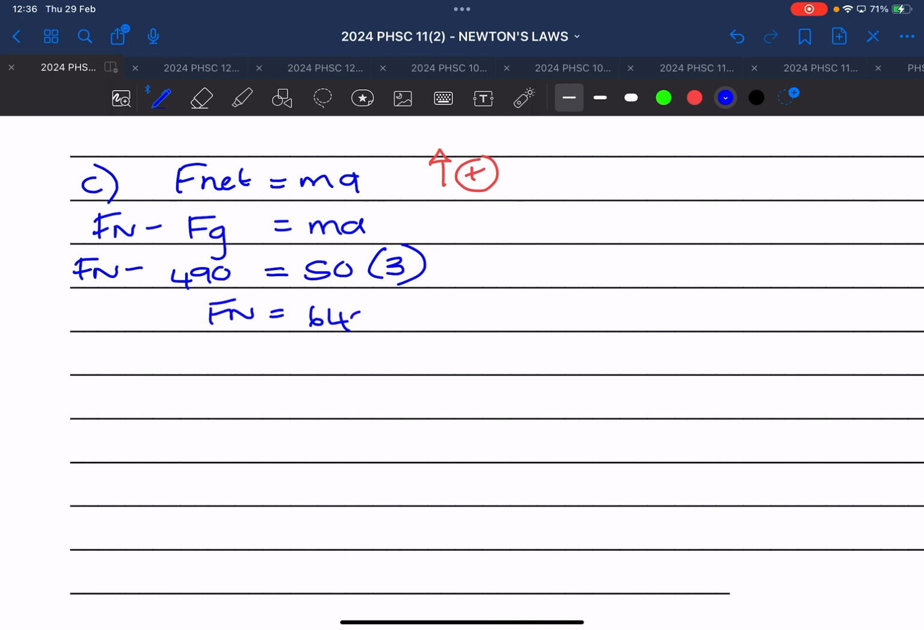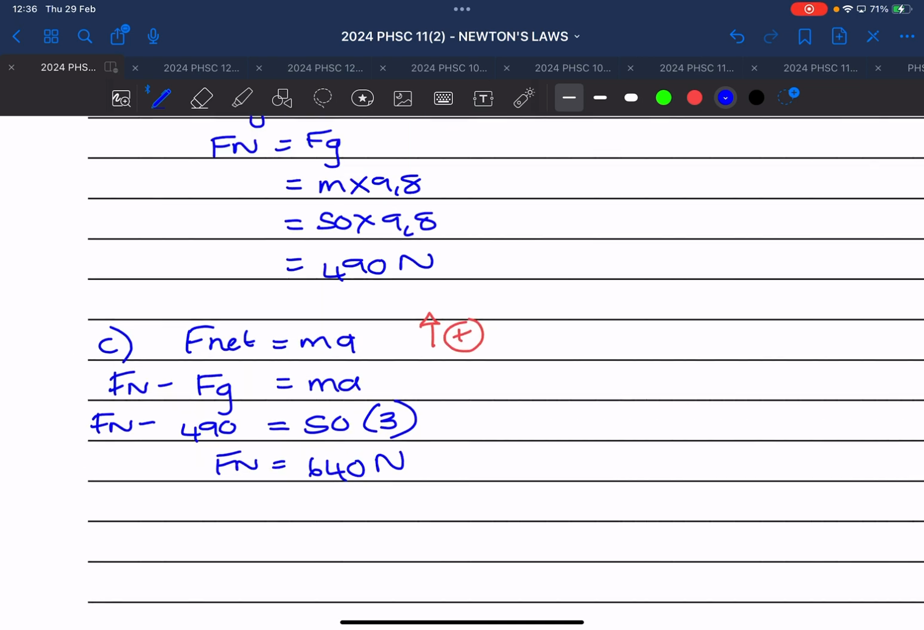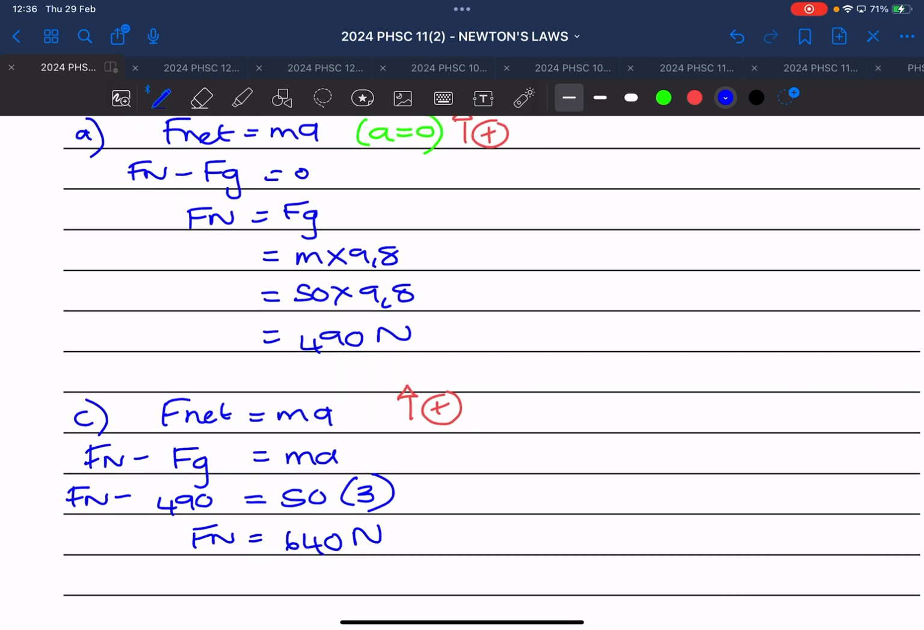640 newtons. Okay, now my question is, when the lift was stationary, the reading on the scale was 490. Now it is accelerating upwards. Now the reading is 640. Why?